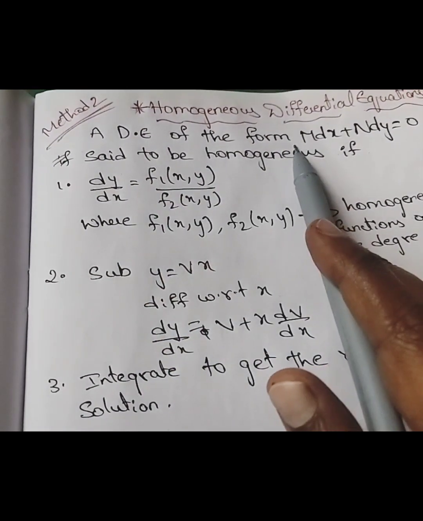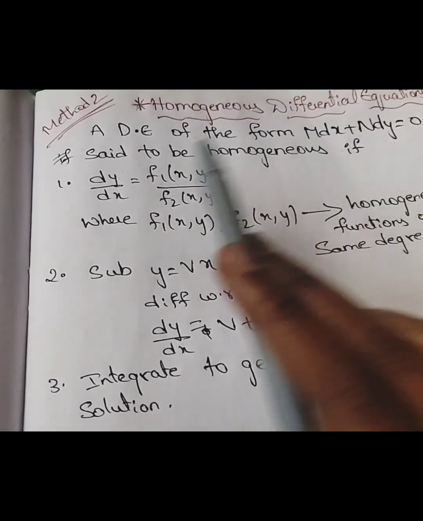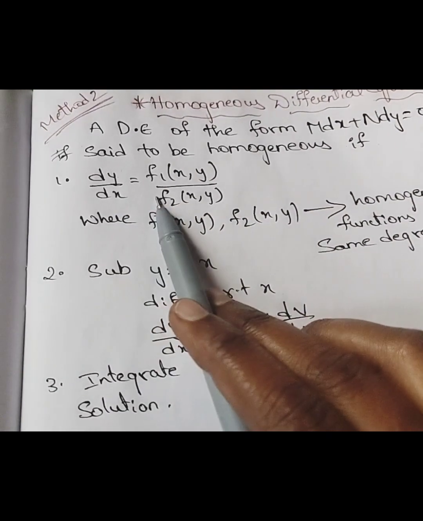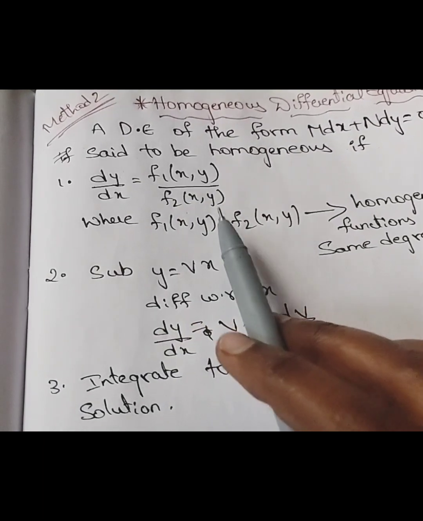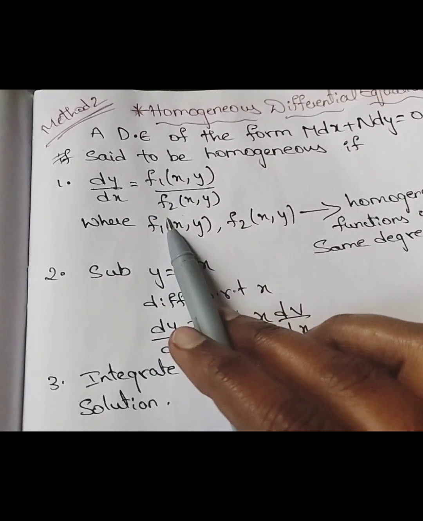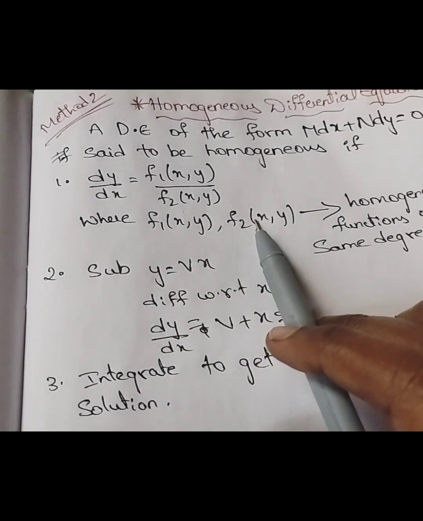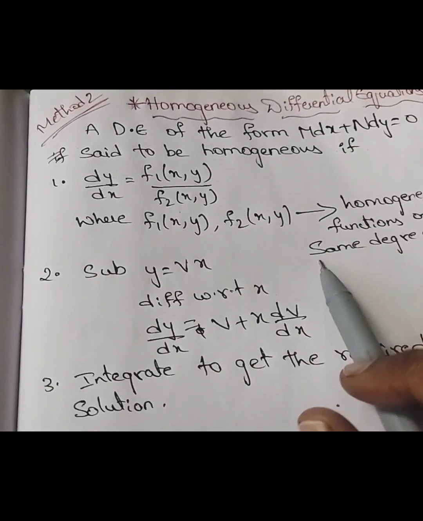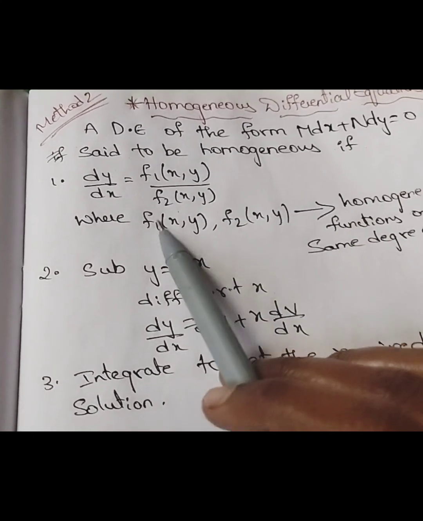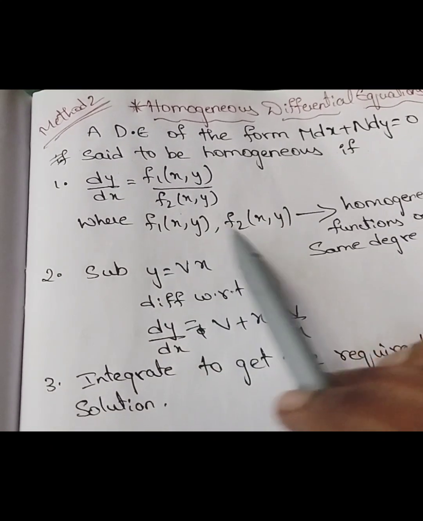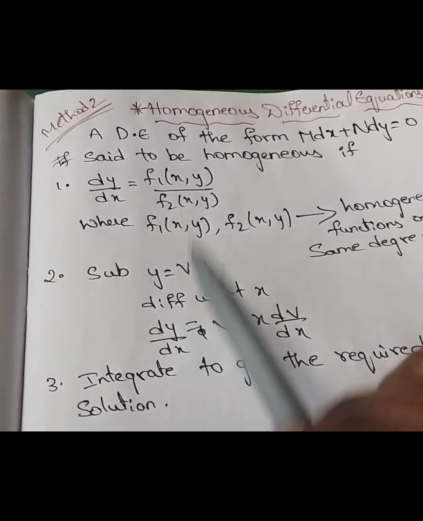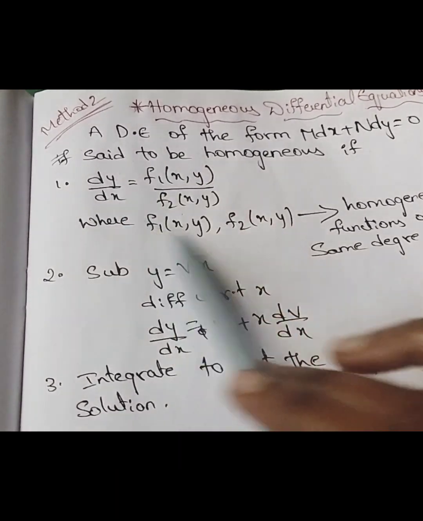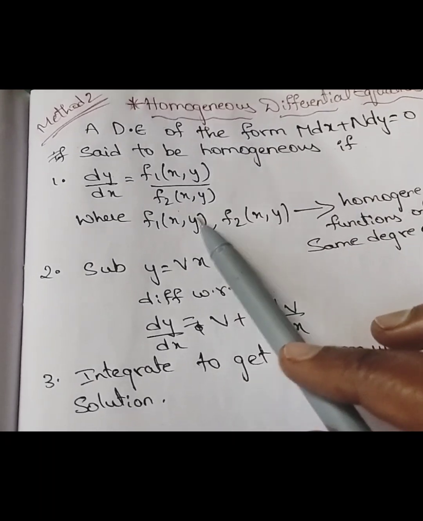First step, you need to convert this M dx plus N dy equal to 0 into the form dy by dx equal to f1 of x comma y divided by f2 of x comma y, where f1 of x comma y and f2 of x comma y are homogeneous functions of the same degree. So these functions must be homogeneous and of the same degree. Then only you can use this homogeneous method. This is the first check you have to do.